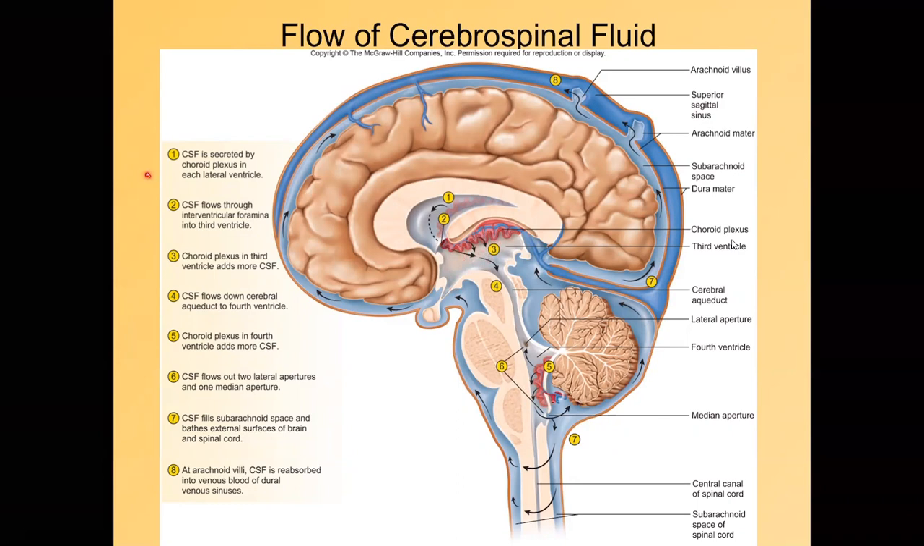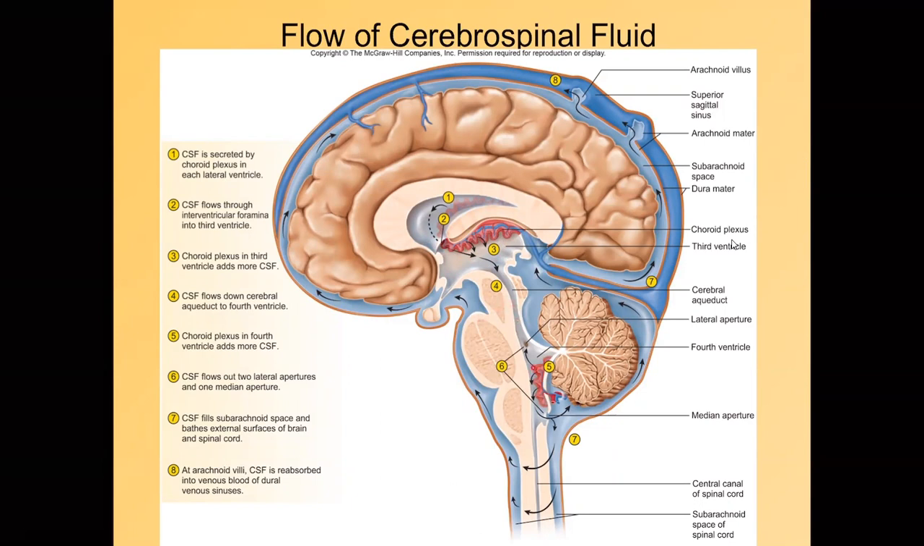So if we start here, number one, CSF is secreted by the choroid plexus in each lateral ventricle. And then it goes through this little space here, which is called the interventricular foramina, and that'll go into the third ventricle. In every ventricle, there's choroid plexus, and that choroid plexus is going to dump more CSF into it. Okay, so then the cerebral spinal fluid is going to go down through the cerebral aqueduct into the fourth ventricle.